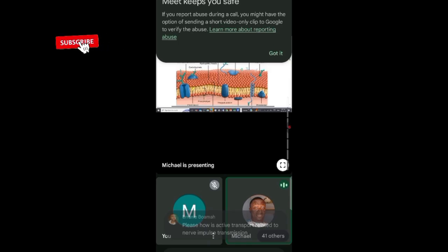Oh, someone asked for the meaning of active transport. Please go to the slide. Active transport is the movement of molecules from a region of lower concentration to a region of higher concentration across a membrane using energy to move them. It's in the slide. Please go and read. If you don't have it, ask for it.